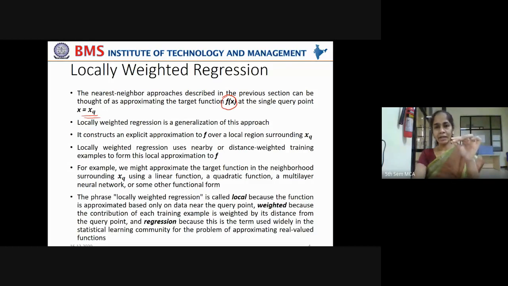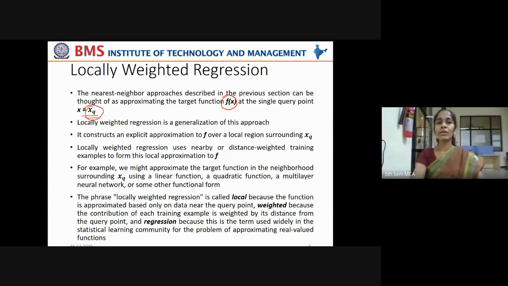Now, if I take a new instance, approximating the target function on this new instance depends only on that particular new instance. It doesn't depend on the entire data set to make this function approximation for this new instance. That is what is being told here. The nearest neighbor approach will approximate the target function f of x at the single query point x_q, that is the new data instance that is given. Function approximation is done only with respect to that new instance. The locally weighted regression is a generalization of this approach.